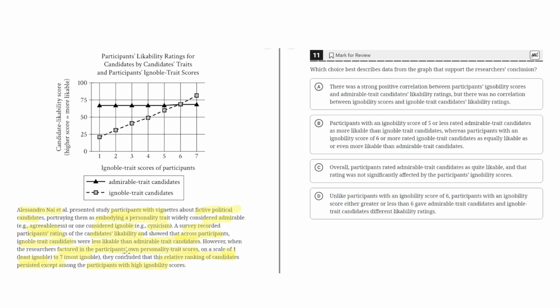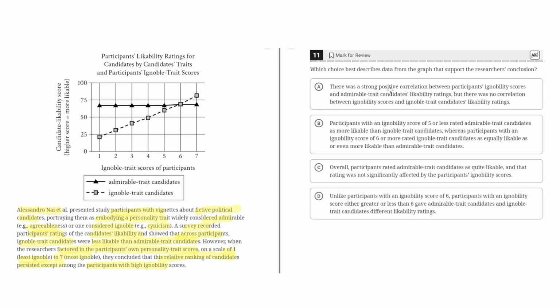so what the participants considered of themselves on a scale of 1 to 7, they concluded that this relative ranking of candidates persisted except among participants with high ignobility scores. So those with high ignobility scores didn't follow the same general trend of other people. Therefore, with this information, let's look at the answer choices.